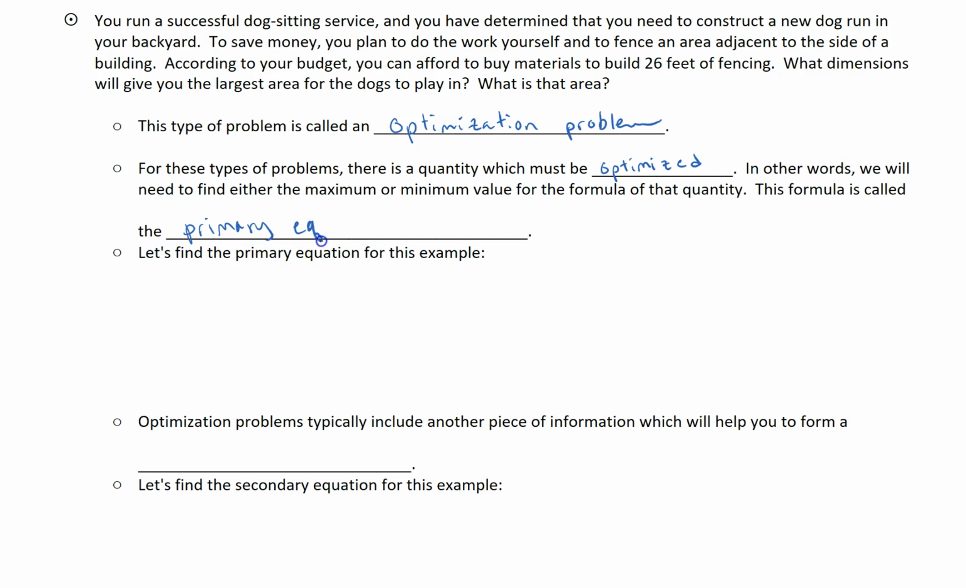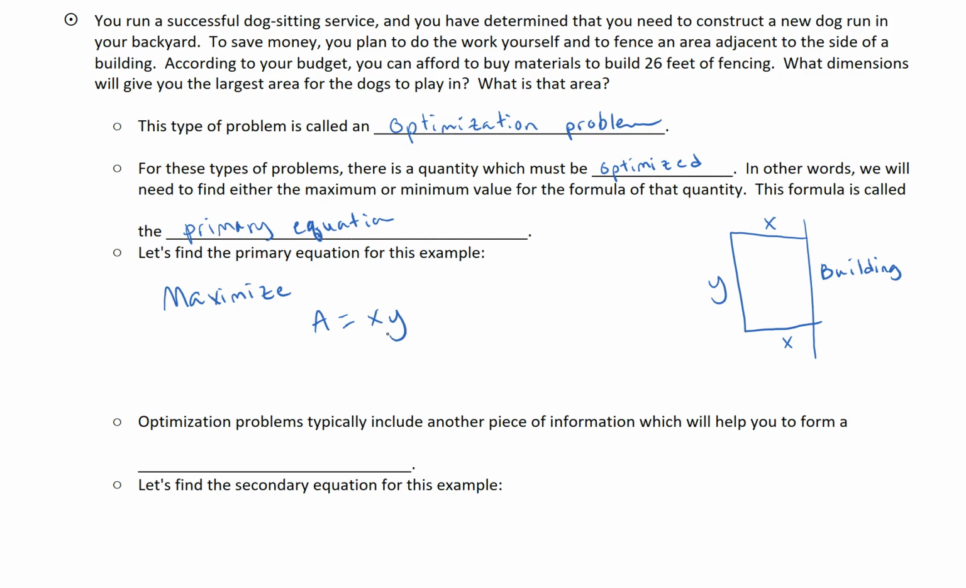So for this particular problem, if we want to find the primary equation, it might help to draw a picture and label our variables. So we've got a building, and if we're going to build a fenced-in yard adjacent to a building, that means one side of the yard doesn't need fencing. So we're going to draw a rectangle coming off of this building right here. I'm going to label this side as X, and of course they're the same because it's a rectangle, and this side is going to be Y. So the primary equation here is that we are trying to maximize our area, which would be X times Y. So that's our primary equation.